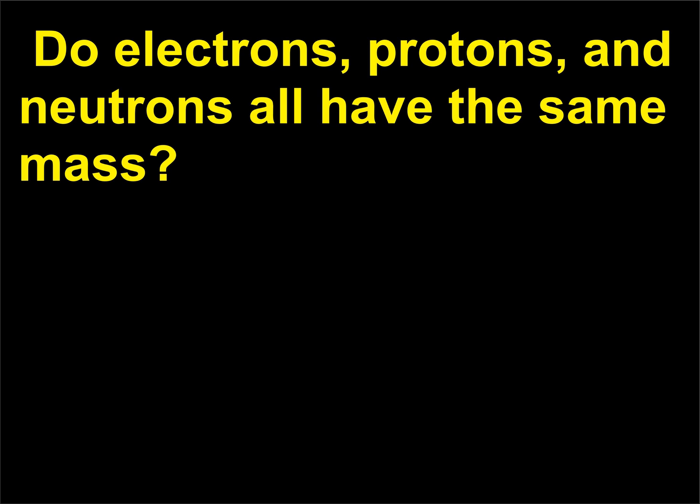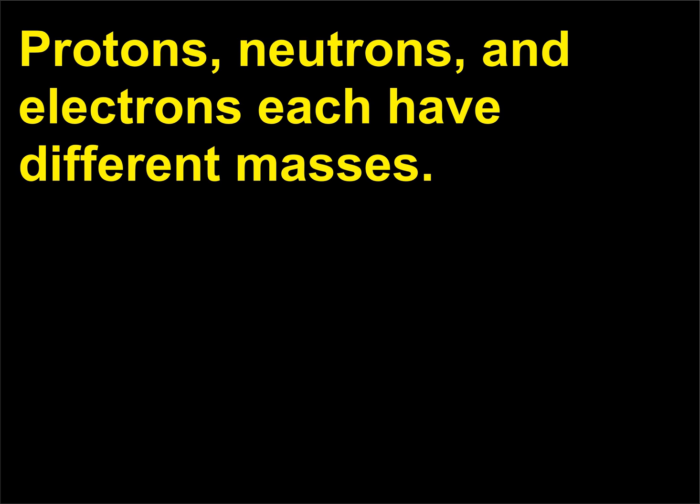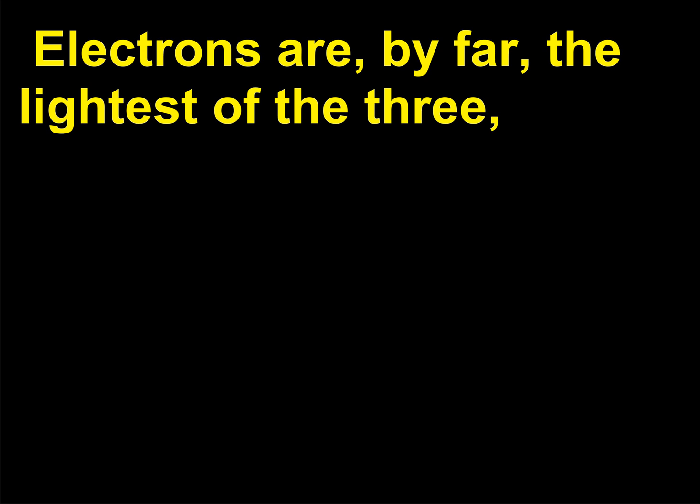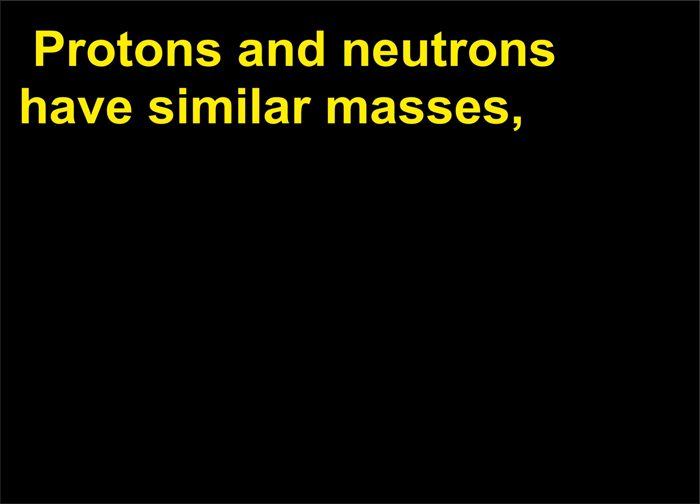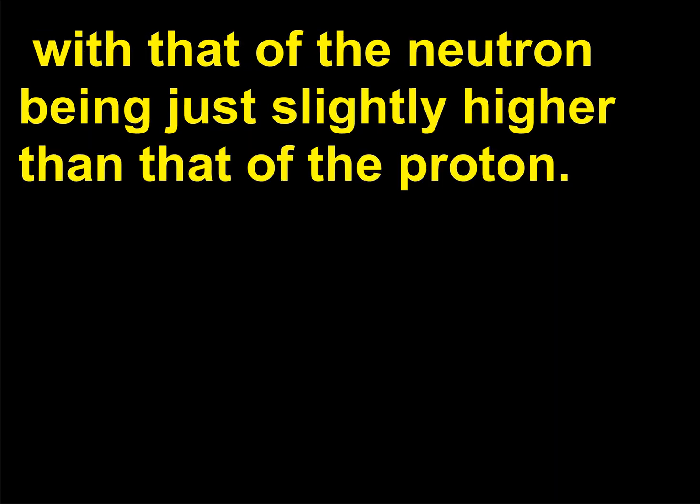Do electrons, protons, and neutrons all have the same mass? Protons, neutrons, and electrons each have different masses. Electrons are, by far, the lightest of the three, with a mass of only about 1/2000th that of a proton or neutron. Protons and neutrons have similar masses, with that of the neutron being just slightly higher than that of the proton.